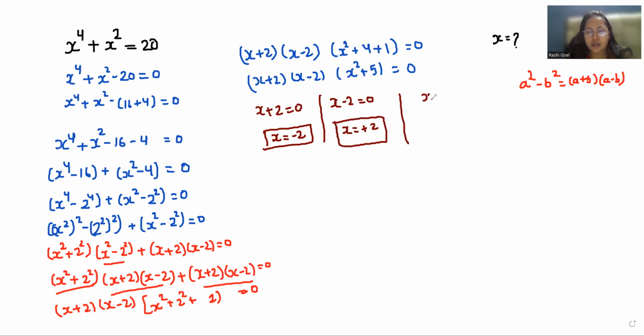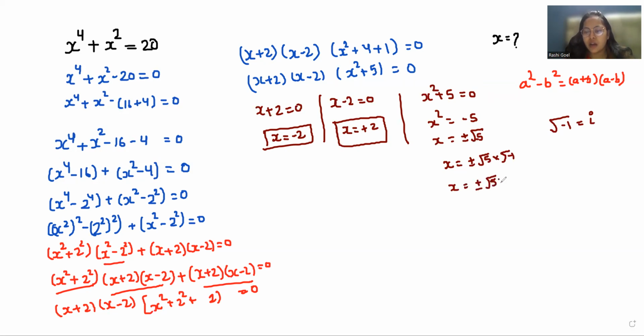And here x square plus 5 is equals to 0. So x square is equals to negative 5 and x is equals to plus minus under root negative 5, and under root negative 1 is iota. So we can write x is equals to plus minus under root 5 times under root negative 1, and under root negative 1 is replaced with iota. So x1 is negative 2, x2 is positive 2, x3 is positive square root 5 iota, and x4 is negative under root 5 iota. These are the values of x.